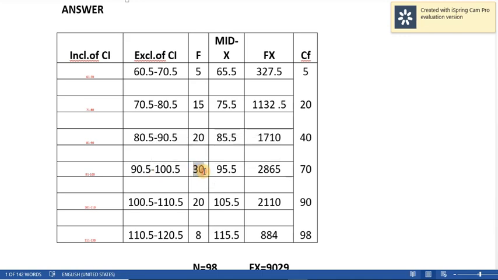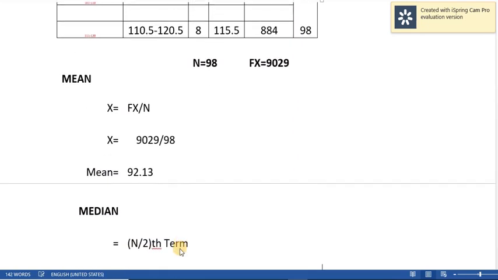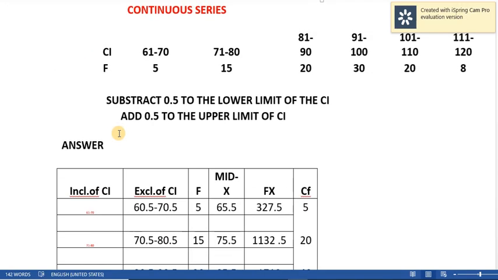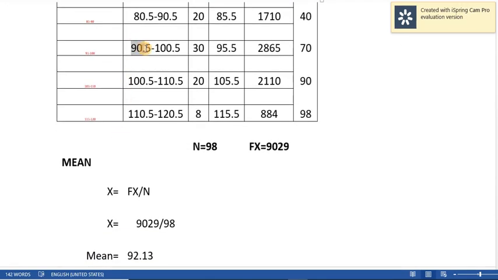Then the frequency is 30, and CF, you have to take the preceding CF value, that is 40. That we have taken according to the formula. The formula is here: M, the median, is equal to L plus (N by 2 minus CF) divided by F, into I. Median M is equal to 90.5, that is the lower limit value which I already showed you right here, 90.5.